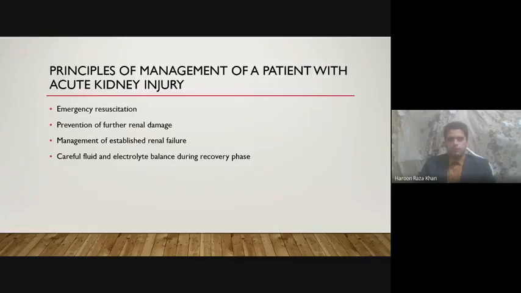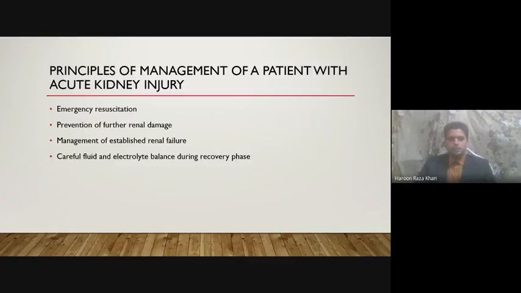Next is prevention of further renal damage. We have to stop this condition from deteriorating. For that, early detection of infection and prompt treatment with antibiotics is indicated. Avoid hypovolemia, nephrotoxic drugs, NSAIDs, or ACE inhibitors.